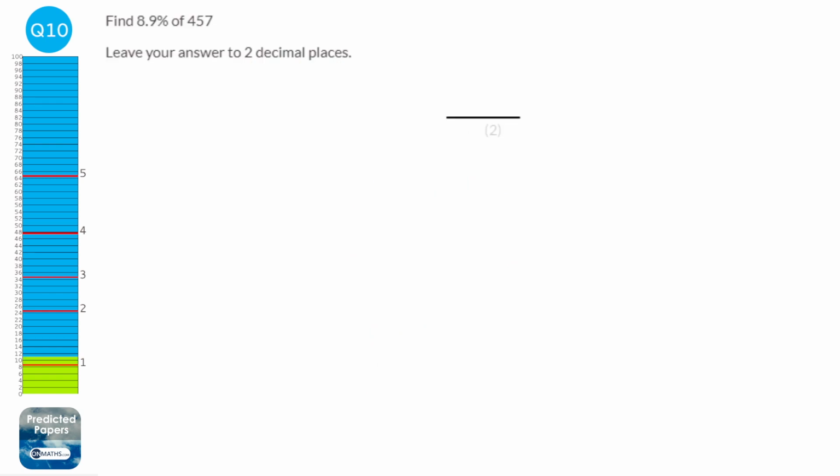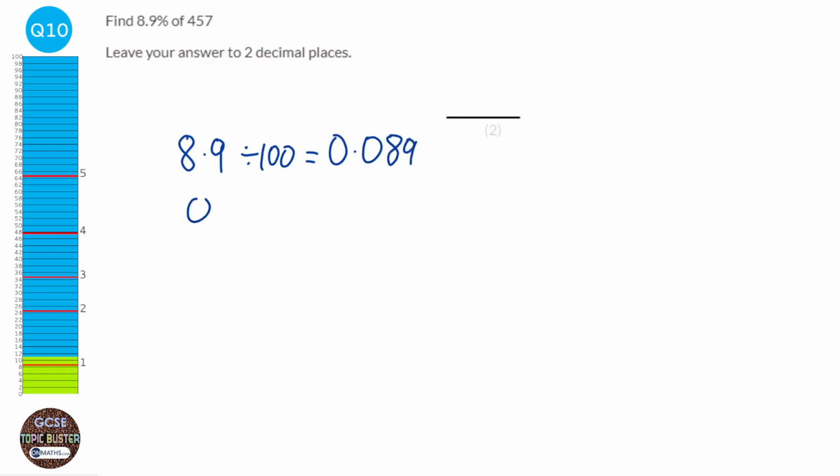So for this question we need to convert the percentage to a decimal. So to do that we get that 8.9% and we just divide by 100. And so that will give us 0.089. Of normally means times in maths, so we just go times that by 457, and that will give us 40.67.